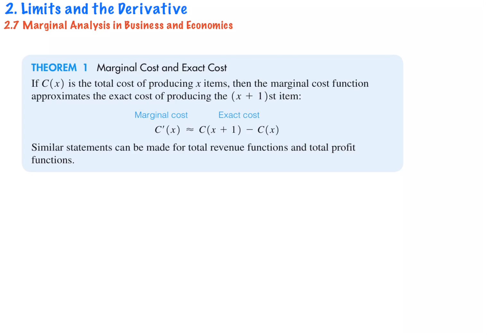Based on that, we have Theorem 1, marginal cost and exact cost. If C of X is the total cost of producing X items, then the marginal cost function approximates the exact cost, which is C prime of X. Remember, the differential approximates the increment, which is the exact cost. We have this while dx is equal to 1 in this case, that's why we have the plus first item.